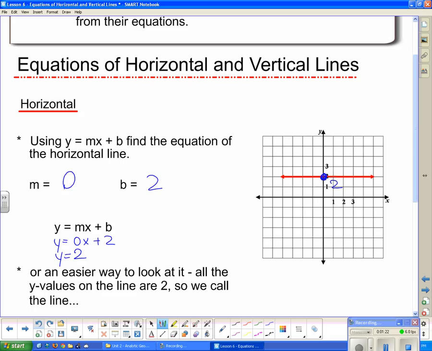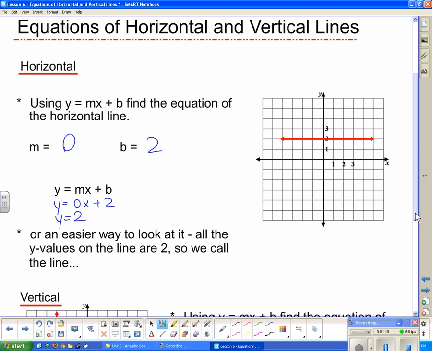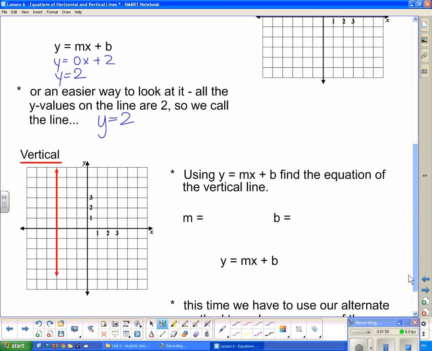Now an easier way to look at it is that all the y values on this line are 2. Doesn't matter where it is. Here, here, here, in the middle. Doesn't matter what your x value is, all of the y's are 2. So if all of the y's are 2, why don't we just name the line that way? Because it doesn't matter what x is. So we just call our line, all of the y's are 2. Basically just like that.